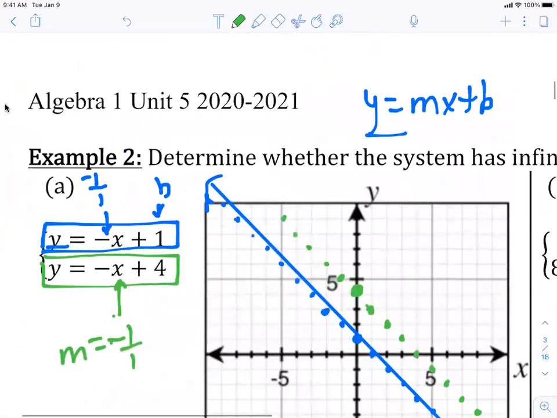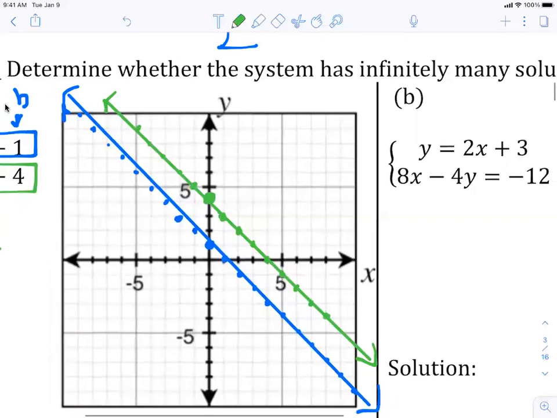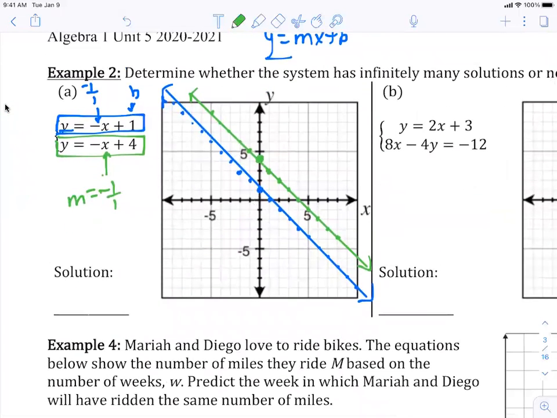When that happens, you've just created what are called parallel lines. That means if I'm trying to find the point where these cross and they never cross, your final answer on this one would be no solution.